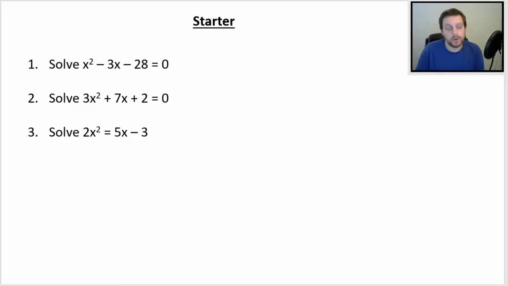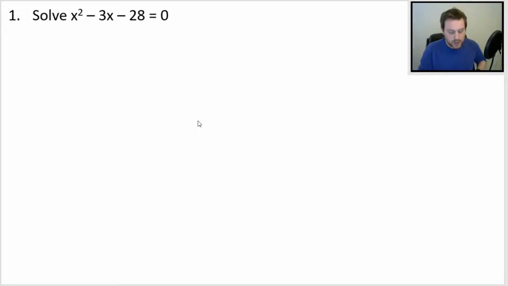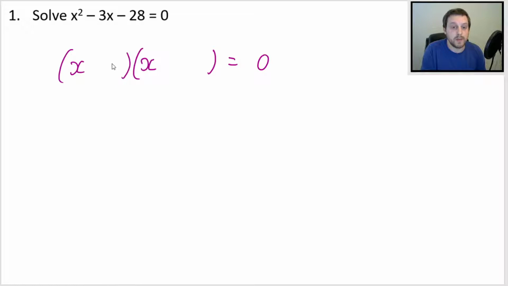Right, I'm going to go through them now. So you want to attempt factorizing them. Let's go. We've got x, and then equals 0, and we want numbers that times to make minus 28 and add up to make minus 3. So that's minus 7 and plus 4.